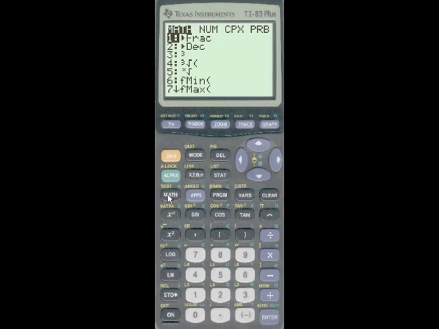And we started with a permutation problem. Permutation means we're going to look at the number of ways we can arrange values in order. So notice I went to the math probability menu and did 7 nPr 2 and got 42.